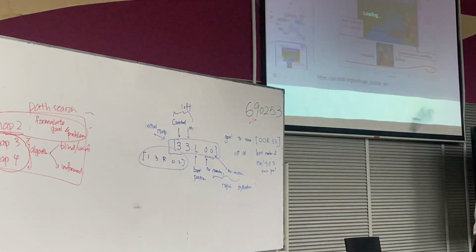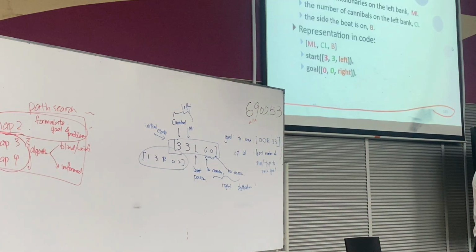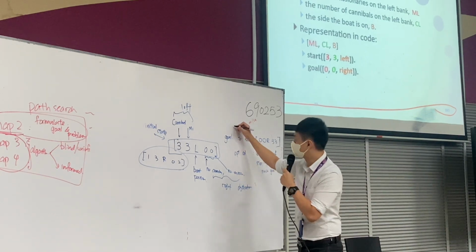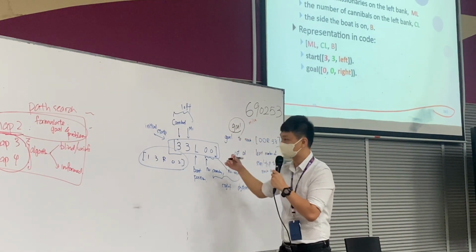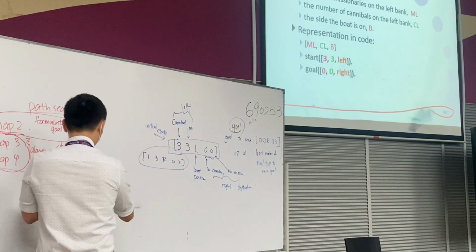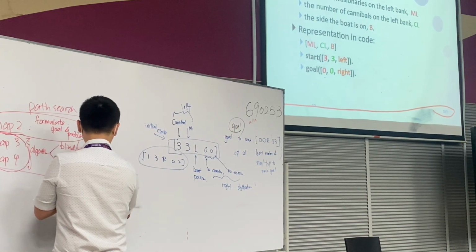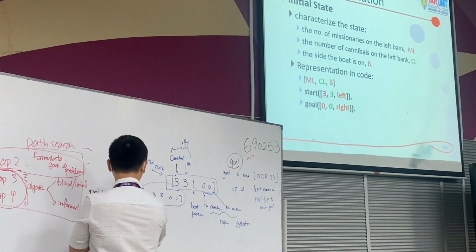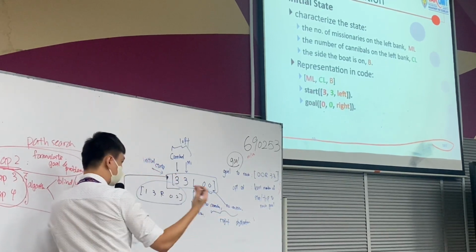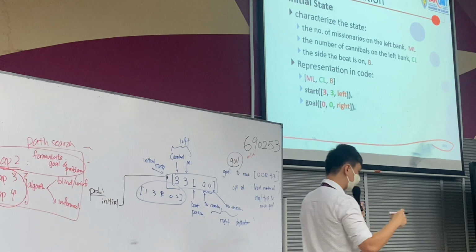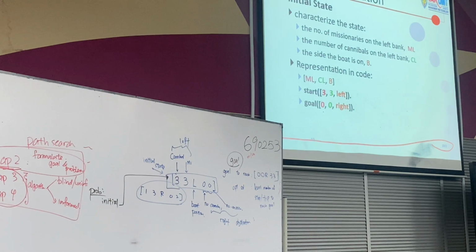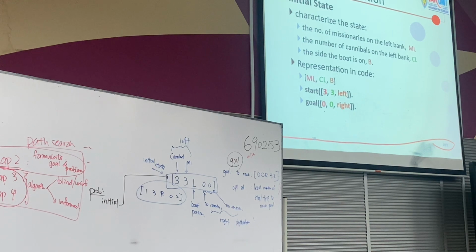So let's continue. Okay, so we are done with the goal formulation. Now let's move on to the problem formulation. Under the problem formulation, the first one is the initial state. So the initial state is this one: we have 3 cannibals and 3 missionaries at the left hand side. The position of the boat is the left hand side. The number of cannibals and missionaries at the right hand side is 0, so it is 3 3 L 0 0. Okay, so that is your initial state.